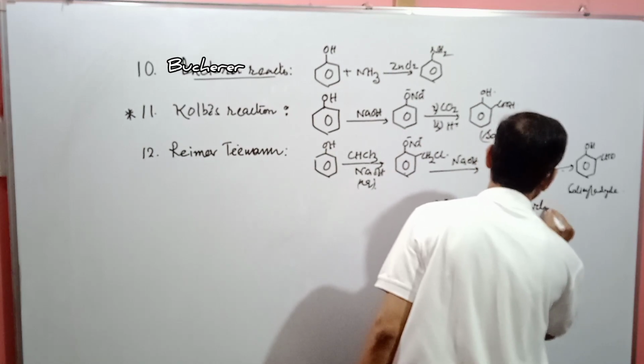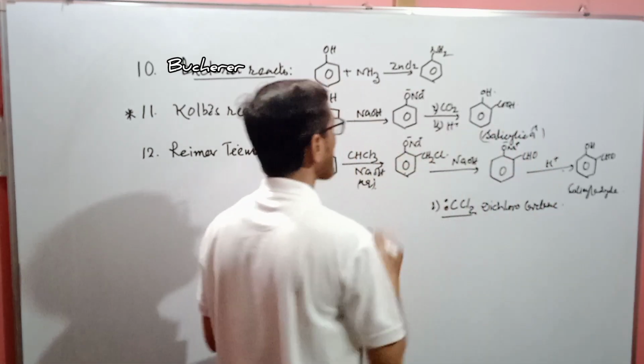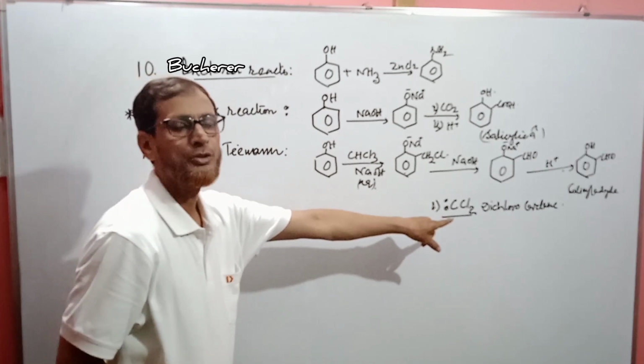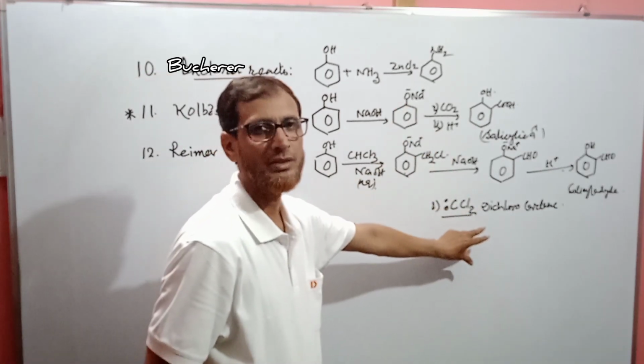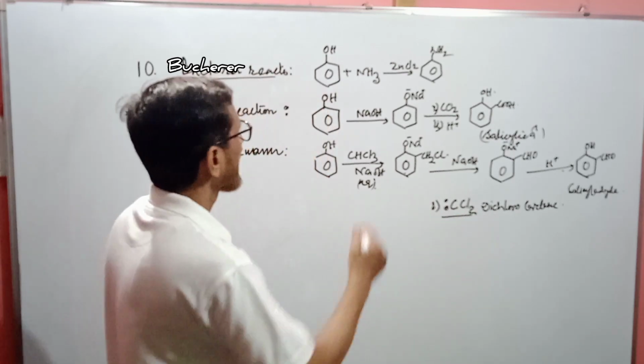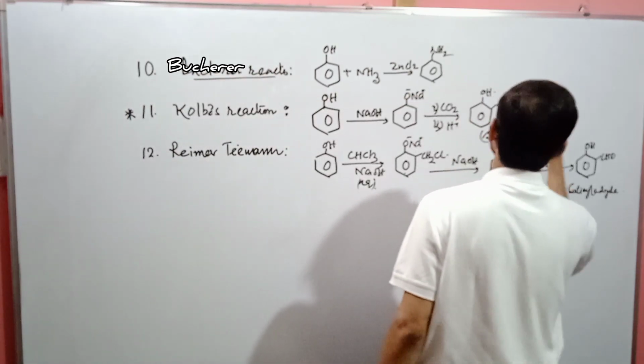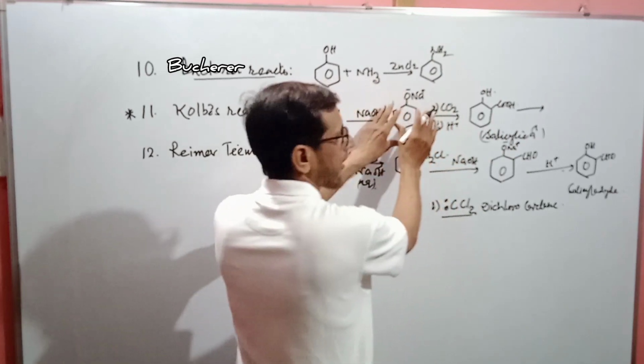Nowhere you find this, but the answer is this. I will show you in the mechanism if I get time. Dichlorotoluene very often comes in the entrance exam. What is this? And here one question is very often asked: what is the electrophile?